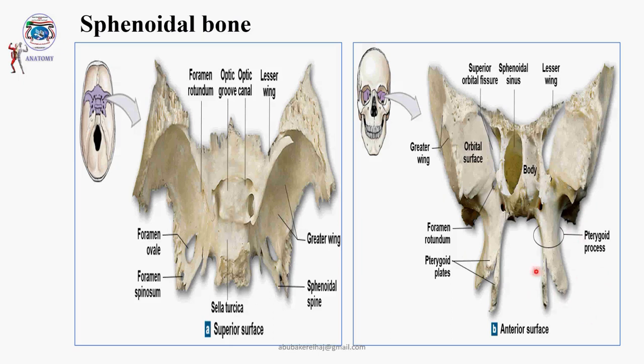And then from the anterior view, we have another process of this bone, which is called the pterygoid process of the sphenoid bone. In the pterygoid process, we have the medial pterygoid plate and lateral pterygoid plate, and between them we have a small fossa, and this acts as the border of the posterior nasal apertures, most posteriorly.